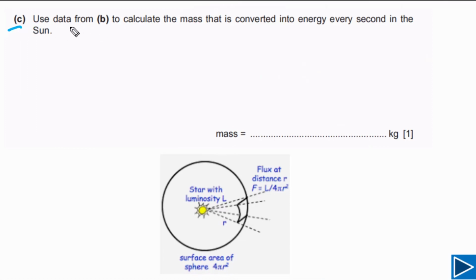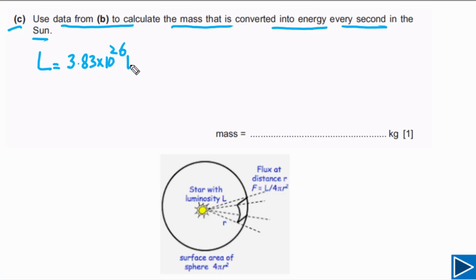For part C, the question is asking us to use data from B to calculate the mass that is converted into energy every second in the sun. The luminosity of the sun is given, and it is 3.83 times 10 to 26 watts. It simply means that this is equal to 3.83 times 10 to 26 joules per second. This means the sun is emitting this amount of energy per second.